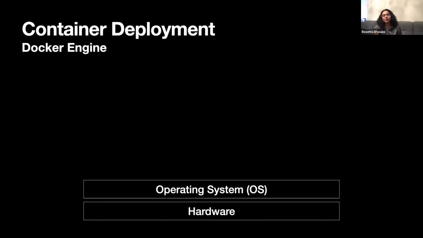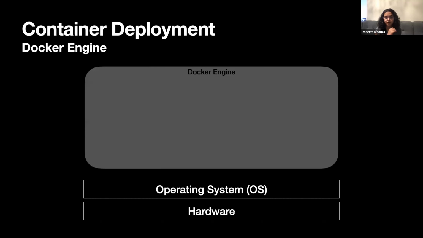But what if we want to deploy these applications as containers instead? We could package all the code and dependencies into an image and deploy the application as a container. But what does the server need to run containers? And this is where Docker comes in. To run containers on a machine, we need to install the Docker engine.